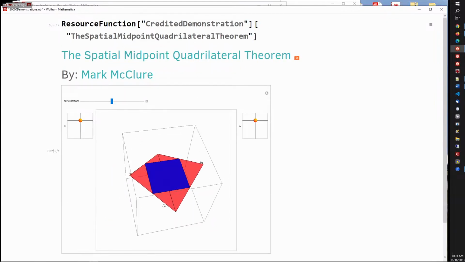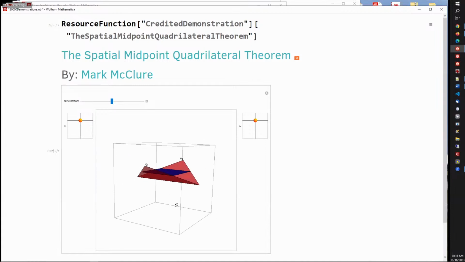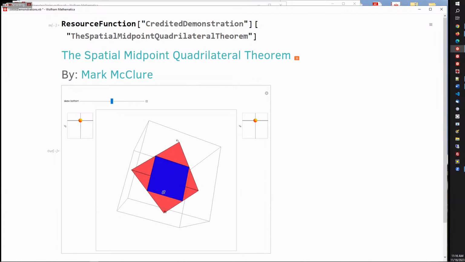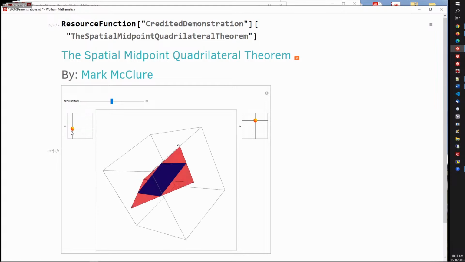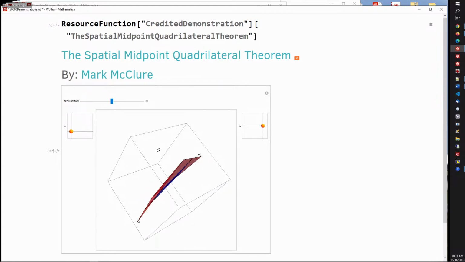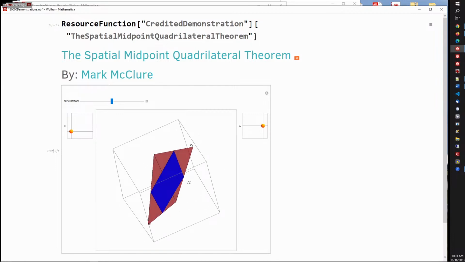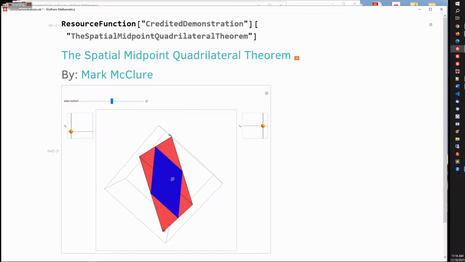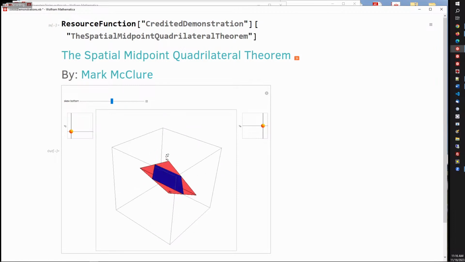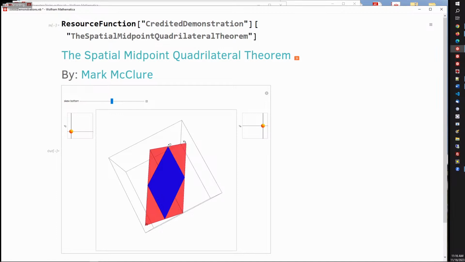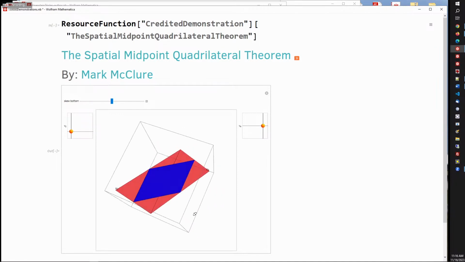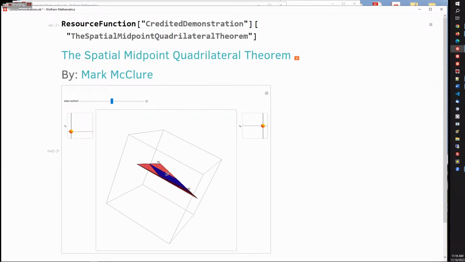For larger quadrilaterals in 3D space, it happens that if you take the midpoints of that quadrilateral, no matter how you warp or change things, the midpoints will always make a two-dimensional quadrilateral that is a parallelogram. And that's called the spatial midpoint quadrilateral theorem.